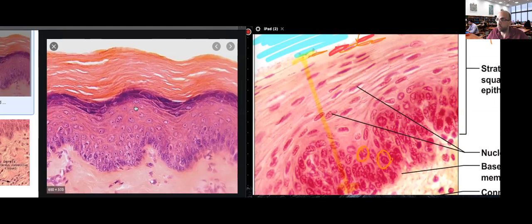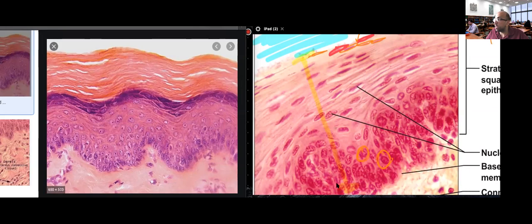So how many cell layers? Look at the epithelium. Do I have one cell layer or more than one cell layer? Here I have more than one cell layer, many cell layers. So this is stratified. How about this one? See, many cell layers, many cell layers, many cell layers. So this can also be stratified.